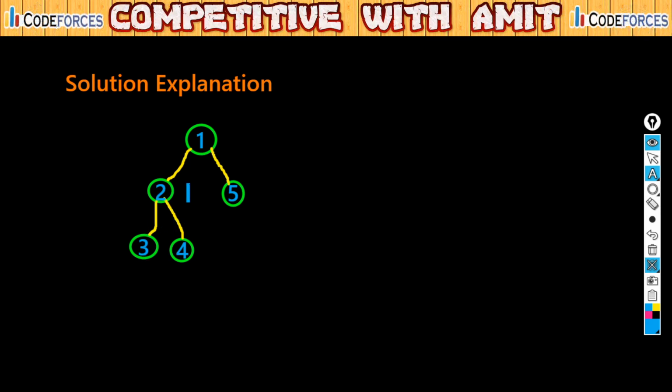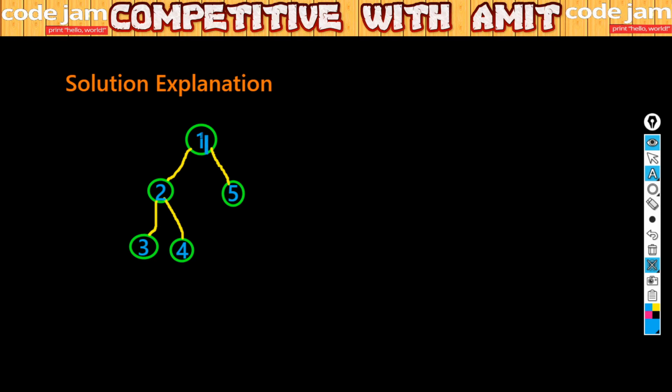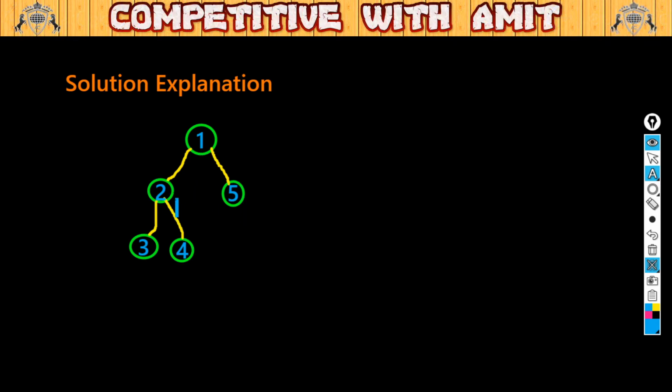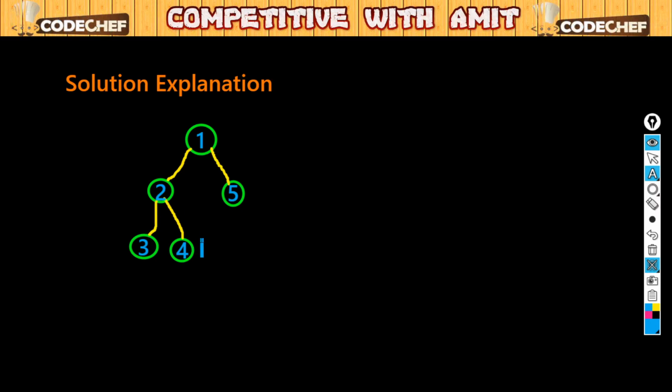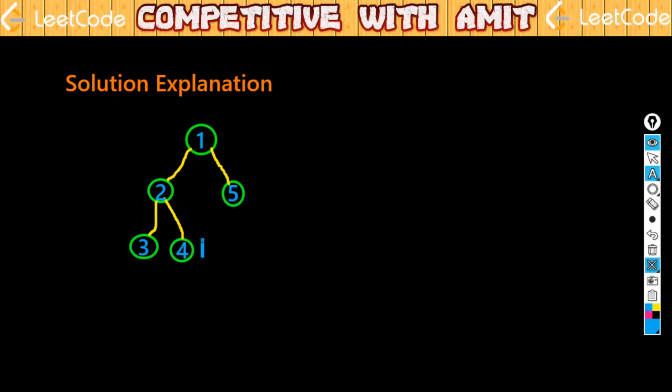Now this is a binary tree which has root node 1 and its 2 children. One is a left child, one is a right child. So the left child is 2, the right child is 5, and again 2 has 2 children. So 2 has left child 3, and 2 has right child 4. For understanding the question, we need this explanation, what the left child and right child are, and what a binary tree is.